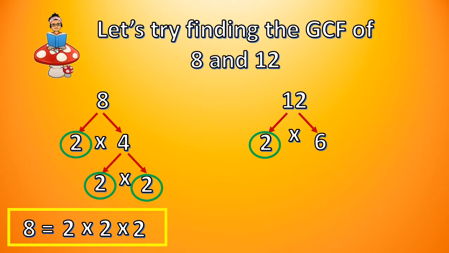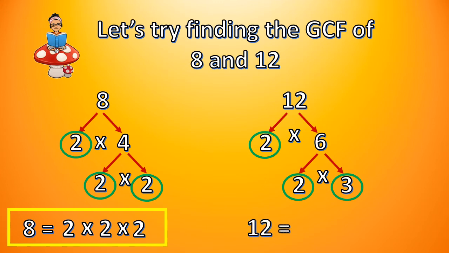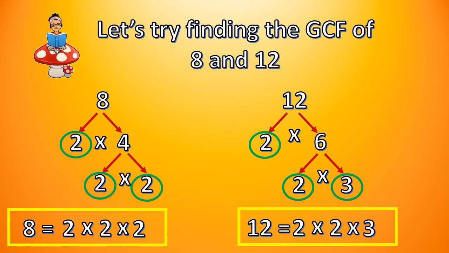Okay, very good. 6 is a composite number, so we put branches under 6. And think of numbers that when multiplied, we get 6. Okay, yes. 2 times 3. We stop at 2 because 2 is already a prime number. How about 3? Okay, very good. 3 is also a prime number, so we also stop here. So the prime factors of 12 are 2 times 2 times 3.